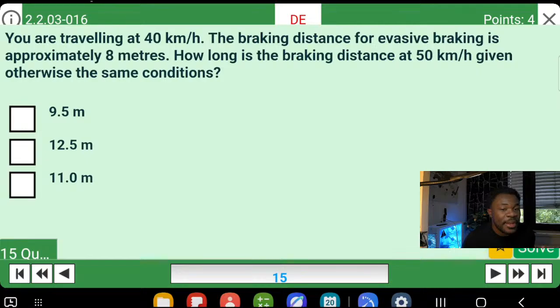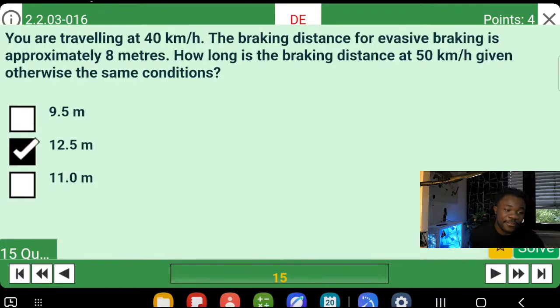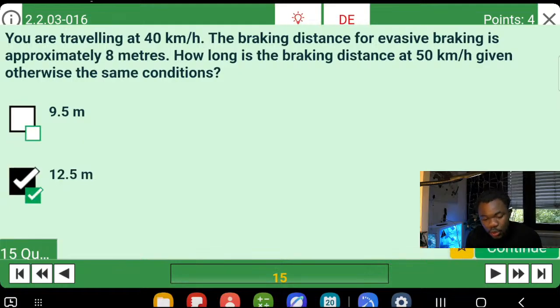To get the evasive braking is what? The speed traveling divided by 10 times the speed traveling divided by 10, all in brackets, divided by 2, right? So 50 divided by 10 times 50 divided by 10 will give us 25. 25 divided by 2 gives us what? 12.5 meters. And that's how we get our answer.